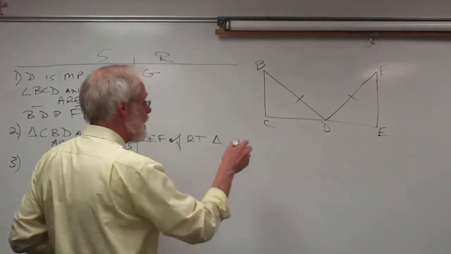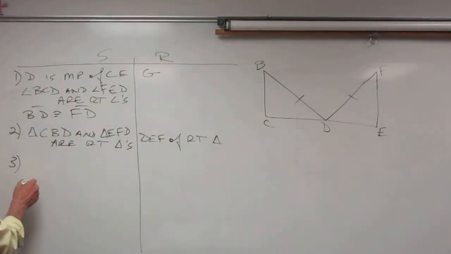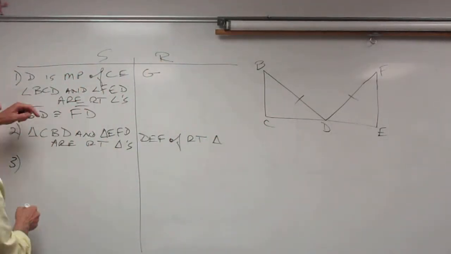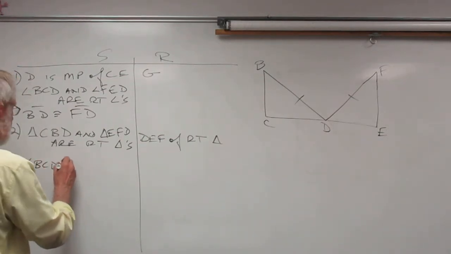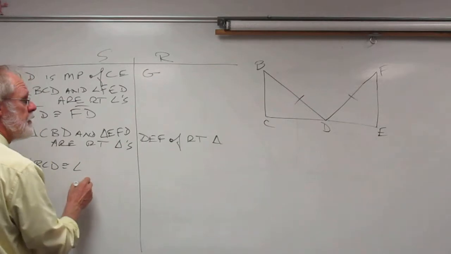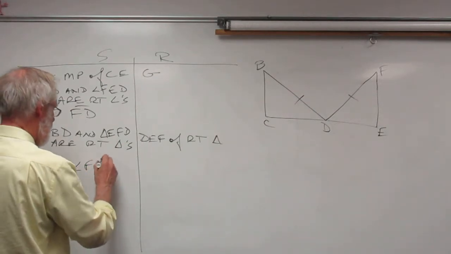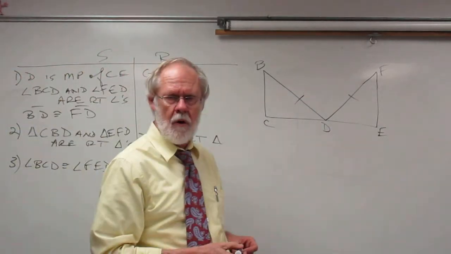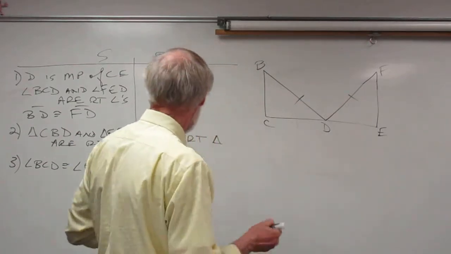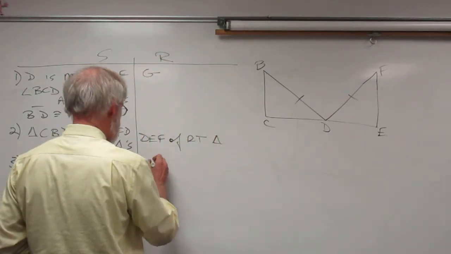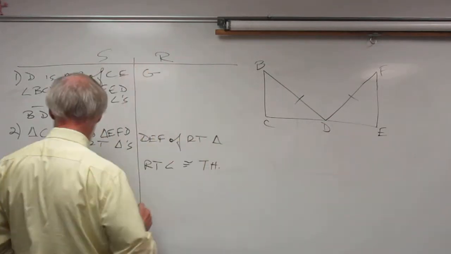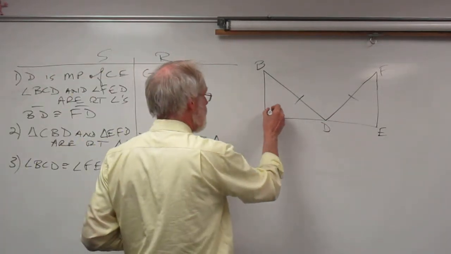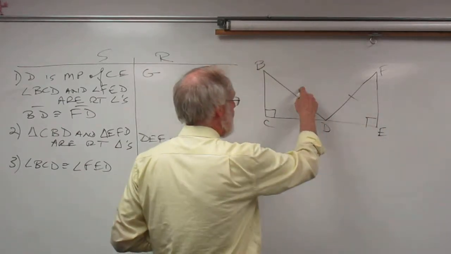And we can also state that angle C is congruent to angle E, or angle BCD is congruent to angle FED. Why? Because all right angles are congruent. That's the right angle congruence theorem. All right. So now we have this congruent to this, and that congruent to that.